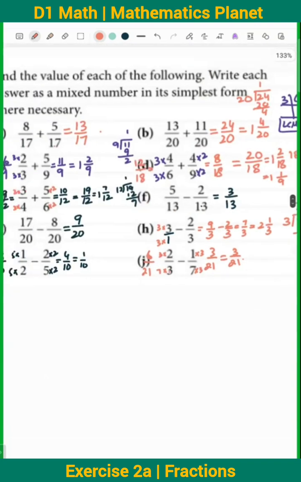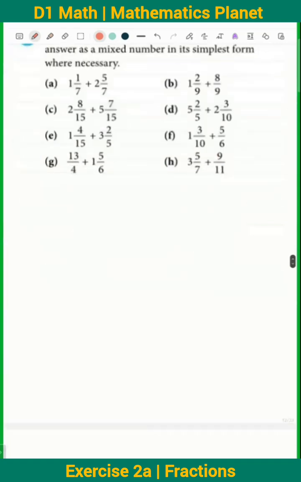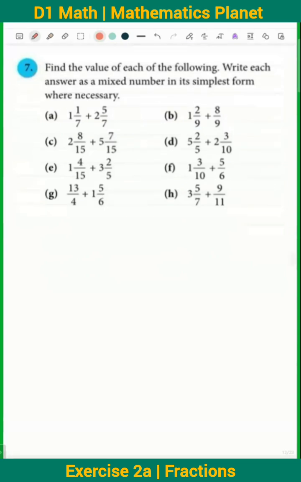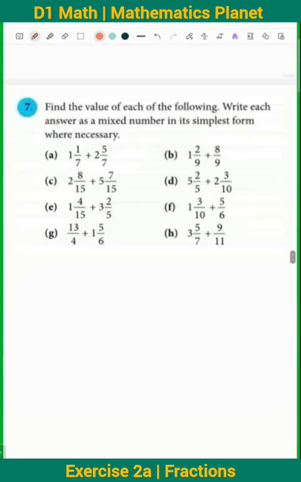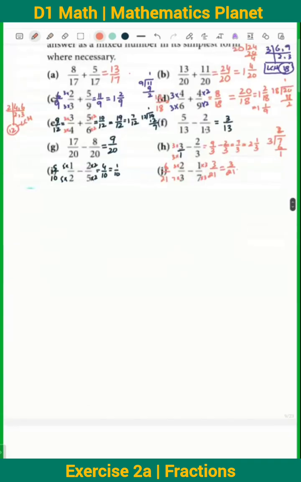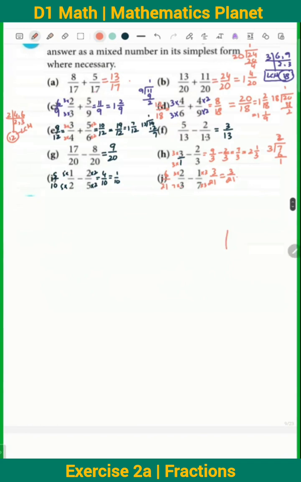Okay, are you all clear with question number 6? I'm moving to the next question, okay? But 3 sevens are 21. Why can't we convert it into a mixed fraction? Oh, wait, no. You can just simplify it. 3 times 1 is 3, 3 times 7 is 21. But you cannot convert it into a mixed fraction.